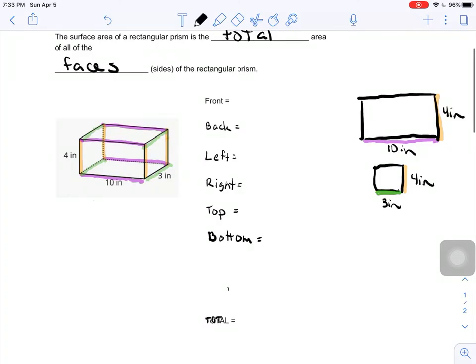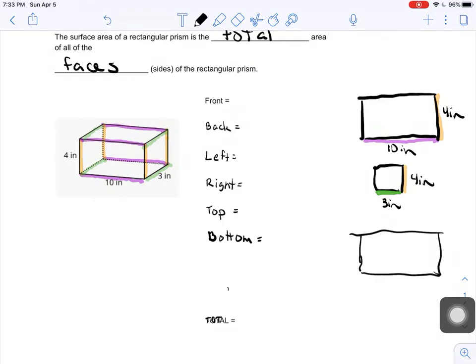Now the top and the bottom of the box are also the same size. So the top and the bottom of the box kind of look like longer rectangles again. So the top and the bottom of the box are made up of a purple side and a green side. And so you can kind of see we're pulling each of the measurements out and we're labeling it. So that's going to be 10 inches by 3 inches.